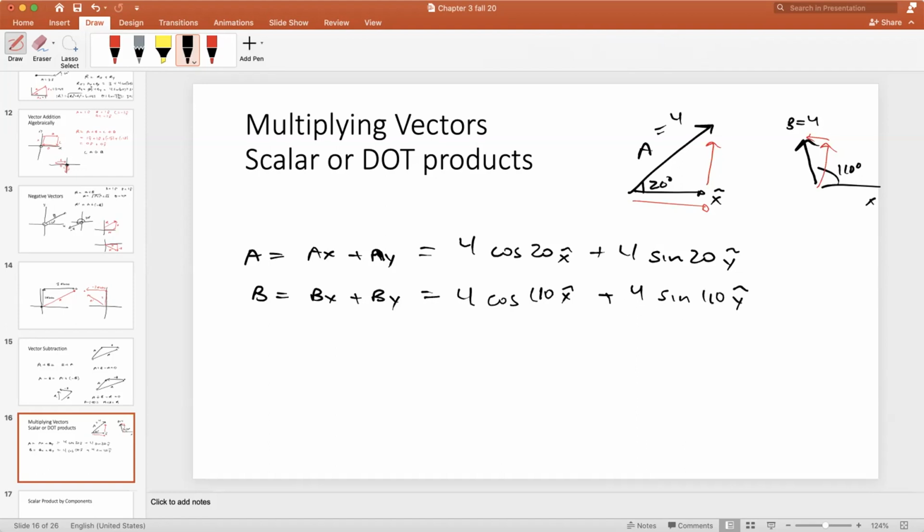Okay, and let me do those real fast. 4 cos of 20 is 3.76. So this is 3.76 x hat plus 4 sine of 20 is 1.368 or 1.37 y hat. Are those right? Should they both be positive? Yes. The x component of A is positive. The y component of A is positive. Now, the x component of B had better be negative. So what is 4 cosine of 110? Minus 1.37 in the x hat plus BY had better be positive. 4 sine of 110 is 3.76.